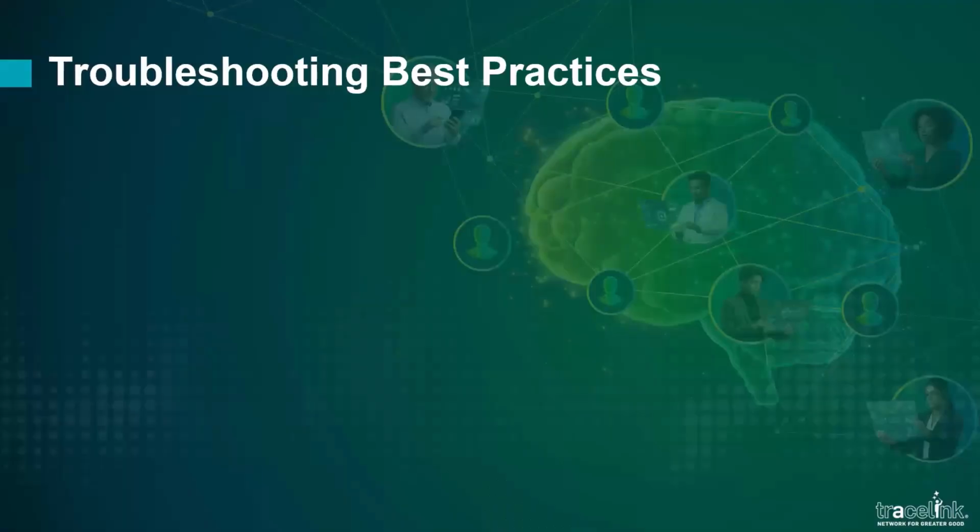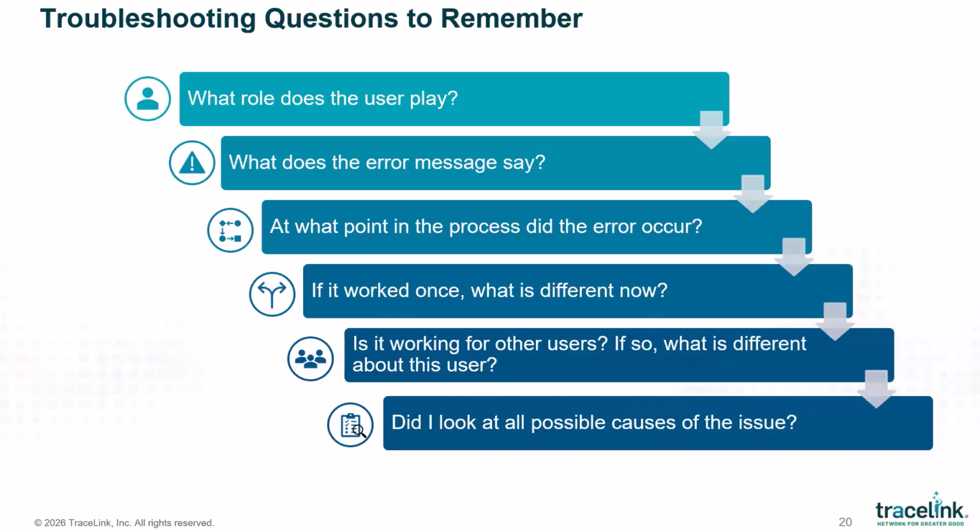Now on to troubleshooting best practices. This slide is a mental checklist you should run through before making any configuration changes. First, ask yourself what role the user plays. Their role determines what they should see and what they should not see. Many issues are simply role mismatches.